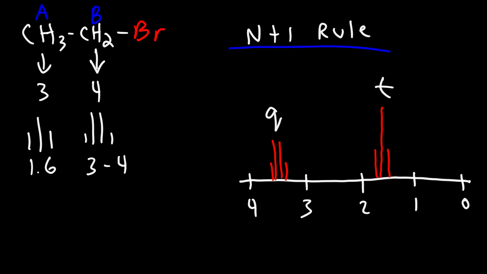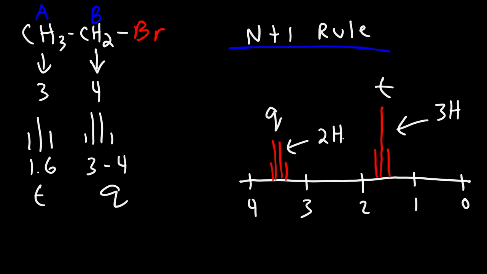And so that's how you could use the N+1 rule to either draw an NMR spectrum or even identify the signals on a graph to determine which molecule corresponds to it. Now, the only other thing we need to mention is the integration. Notice that we have 3 protons for signal A. And this is for the triplet, this is for the quartet. To indicate the integration, we could say that the triplet corresponds to 3H, and the quartet signal corresponds to 2H.